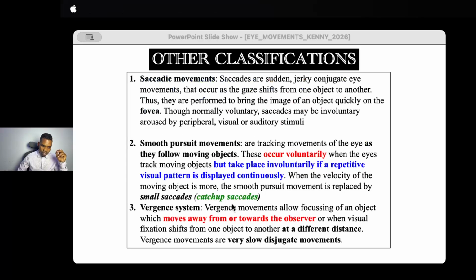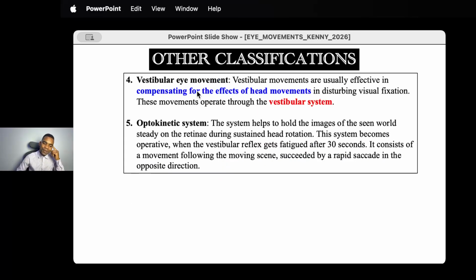Okay, next we have the vergence system that we've already discussed. We have convergence and divergence, depending on whether you are looking at something close to you or away from you. Okay, we have another beautiful movement which is called vestibular eye movement.